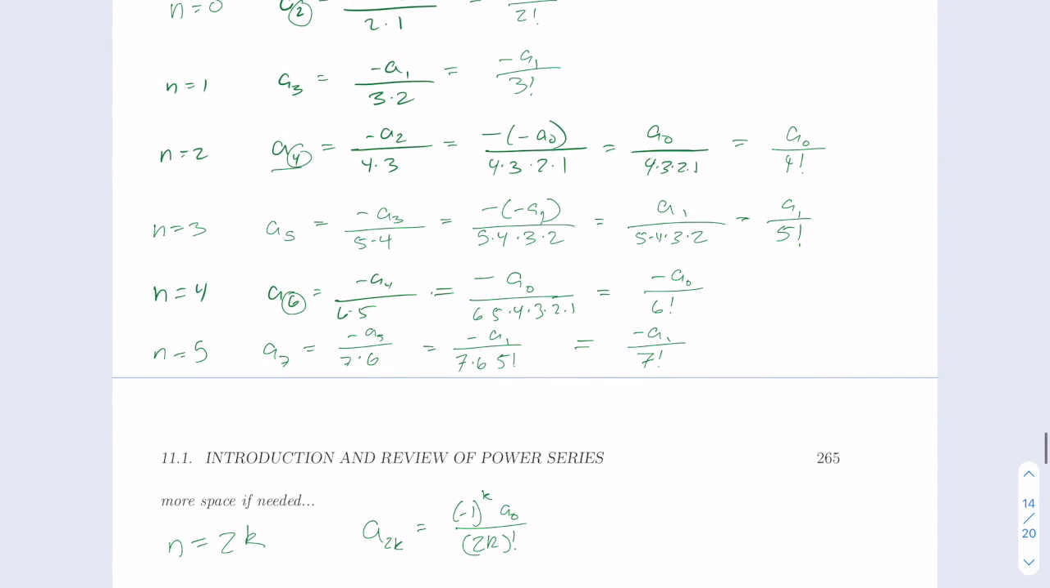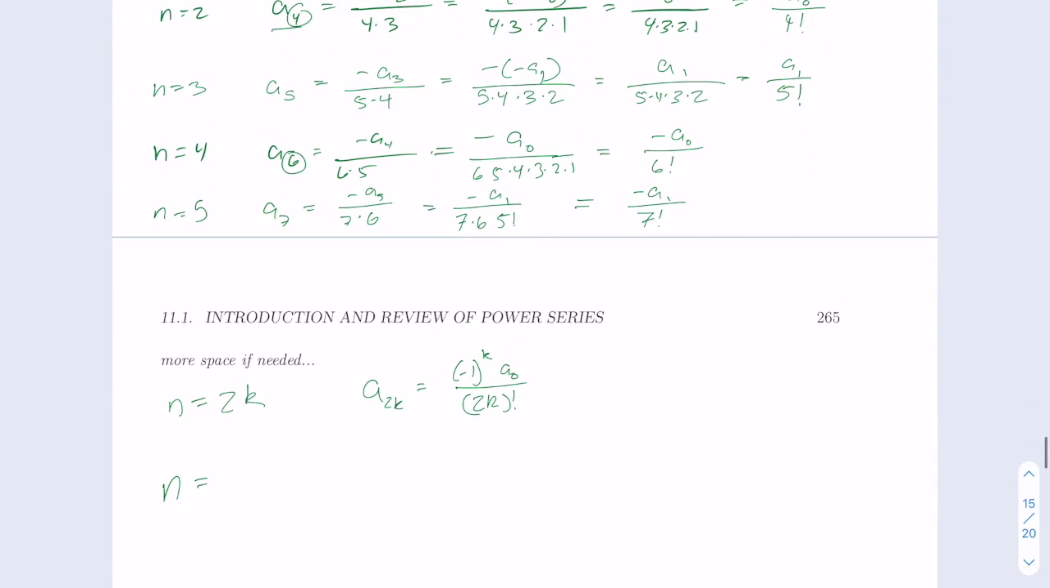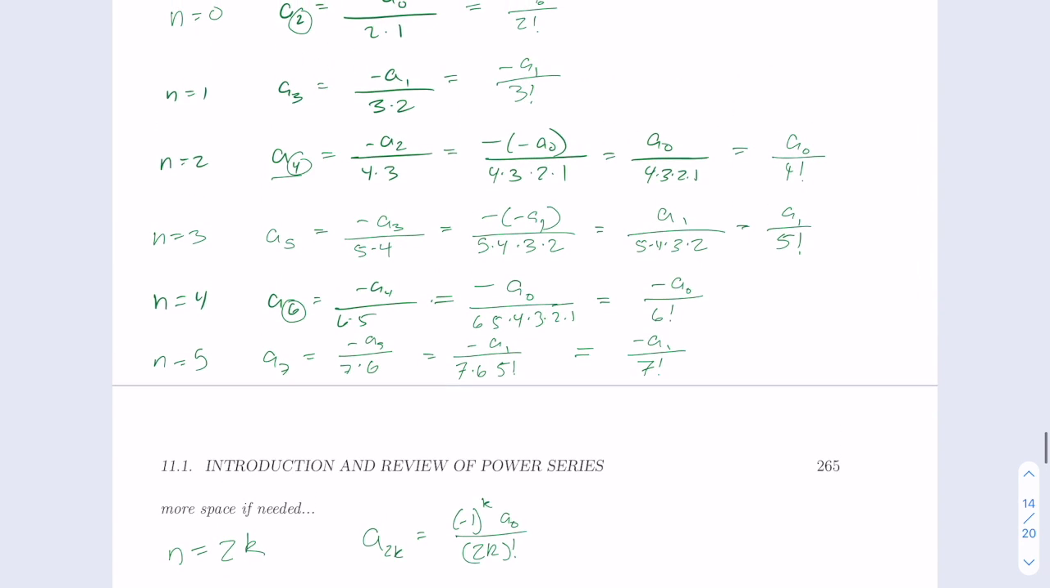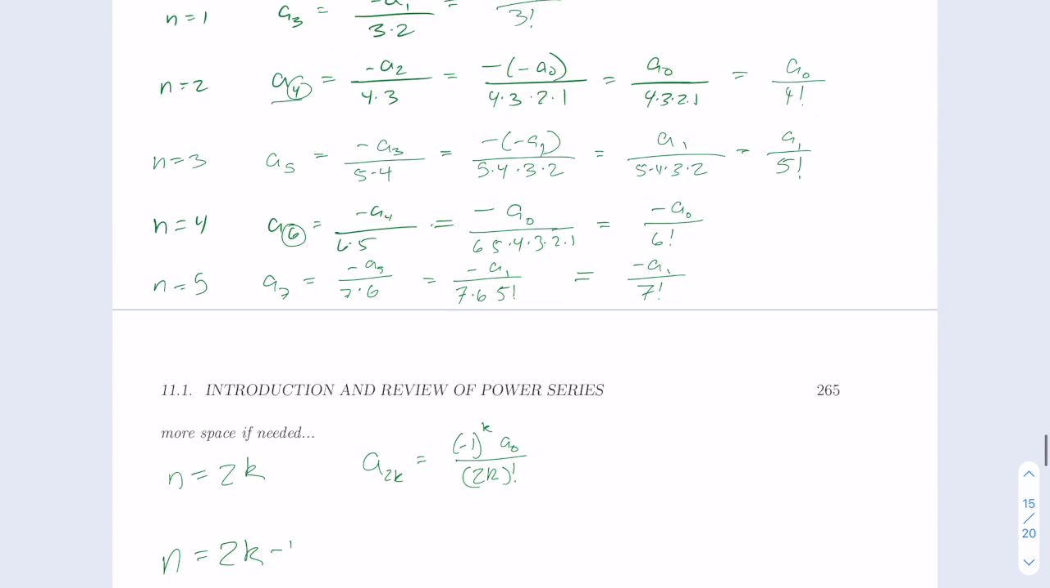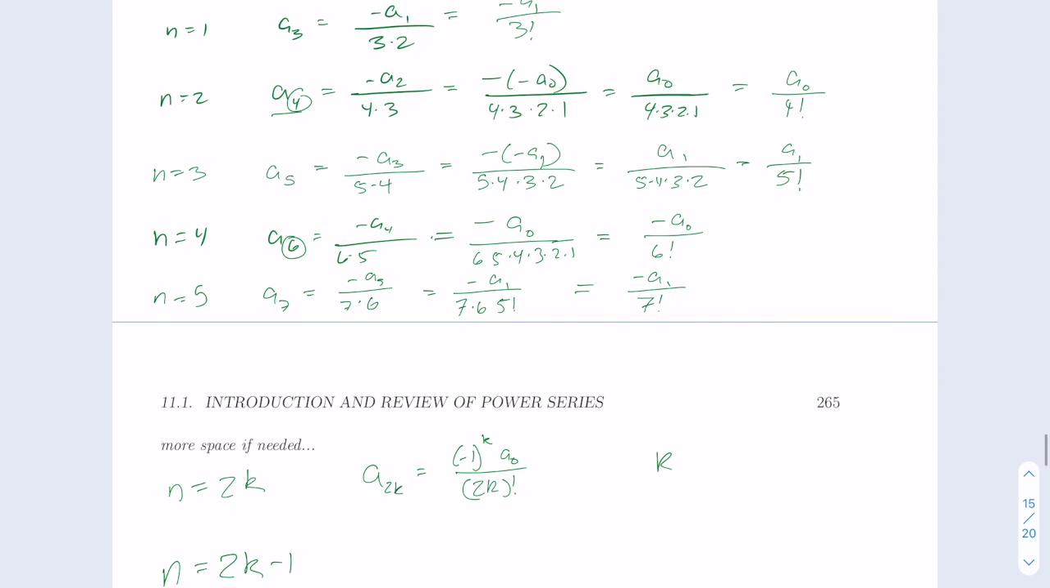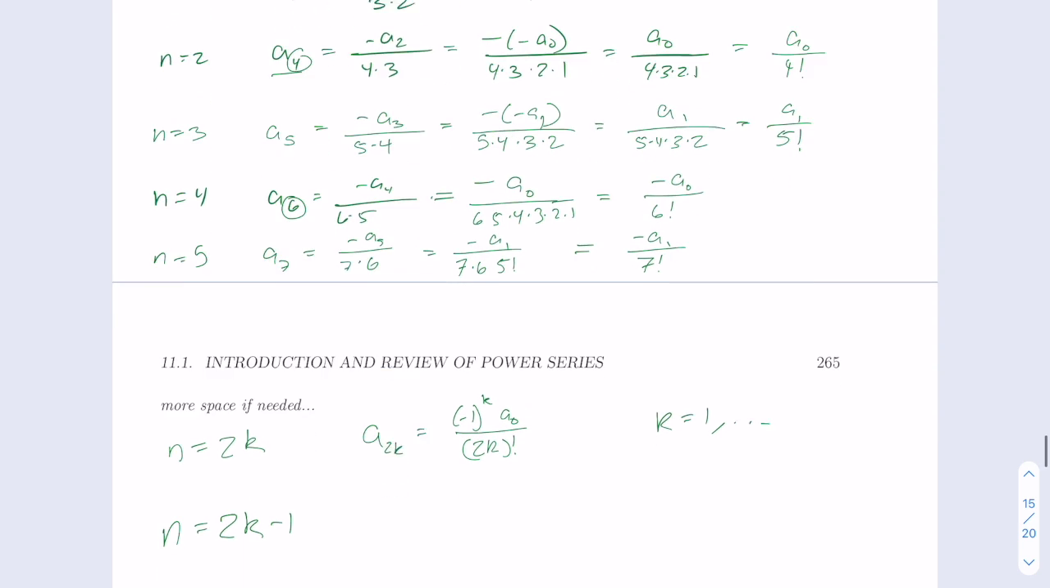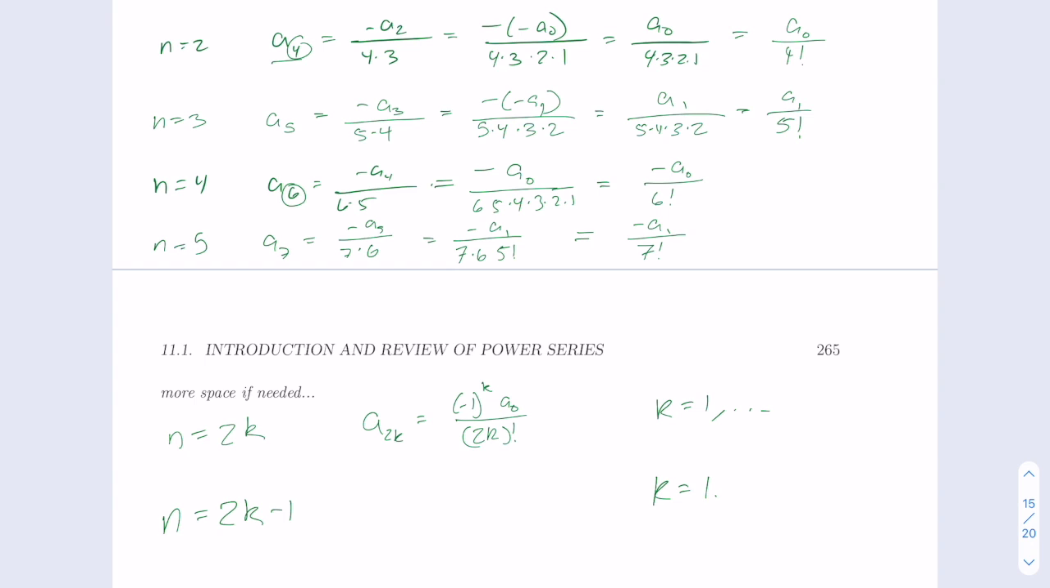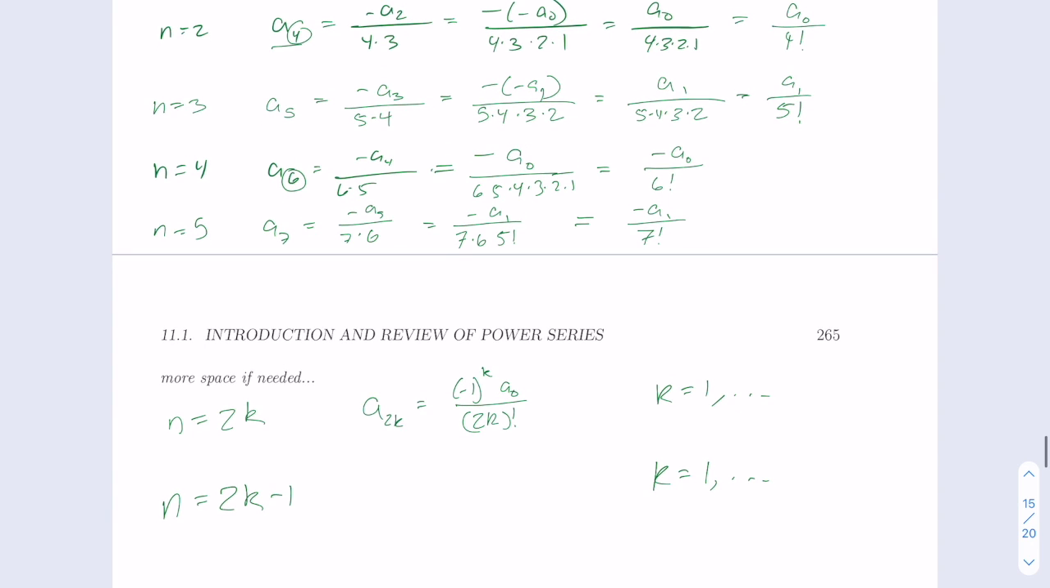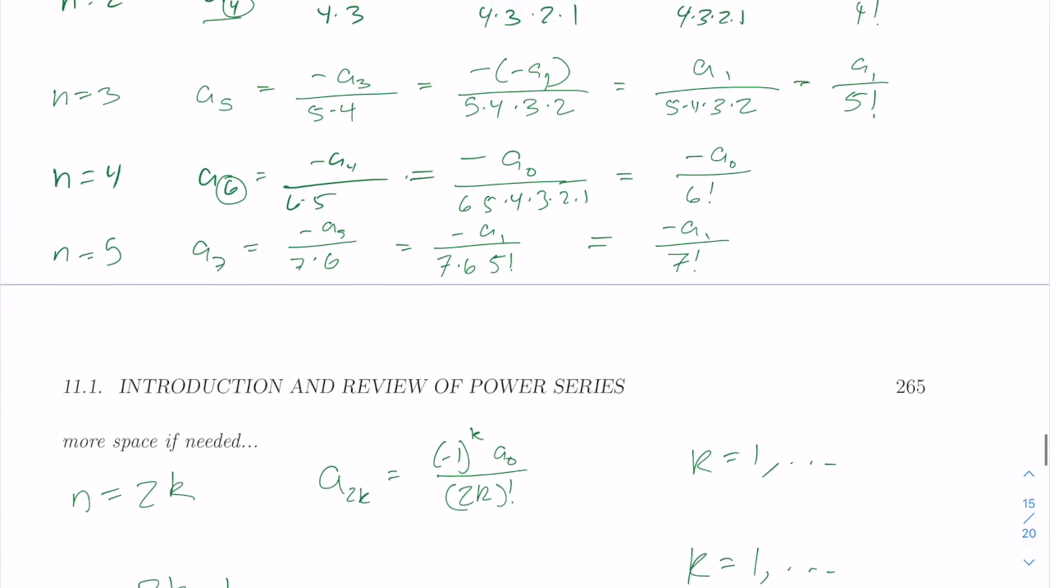Now, for the odds, I have two ways of doing this. I can do 2k minus 1 or 2k plus 1. The way to go here is minus 1 because this is going to be k equals 1 and on. If I do 2k plus 1, then I have to start at k equals 0. So it's kind of a good idea to start with the first k.